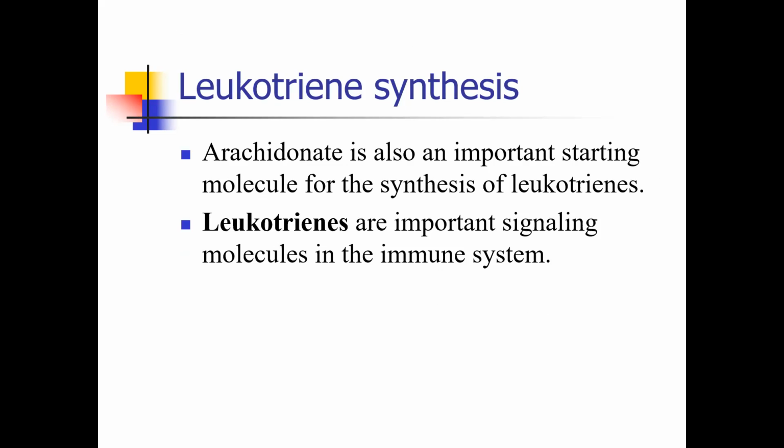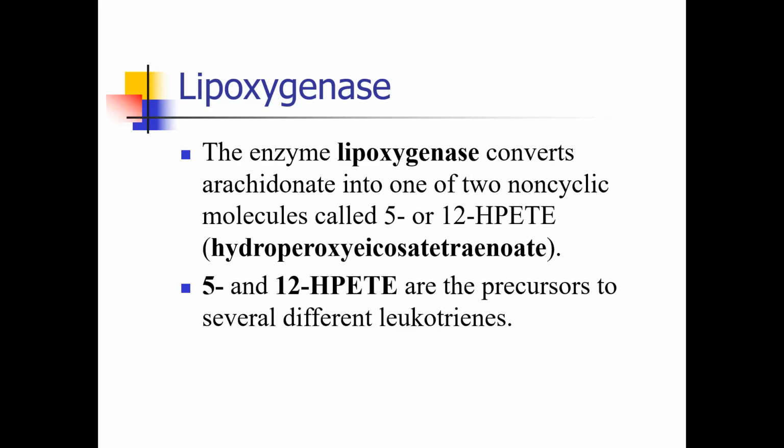Arachidonate is also the starting molecule for the synthesis of another group of signaling molecules called leukotrienes. Leukotrienes. Leuko, white, trienes, they have 3 double bonds, are important white blood cell signalers. That's why they're called leukotrienes. So the enzyme that initiates leukotriene synthesis is called lipoxygenase.